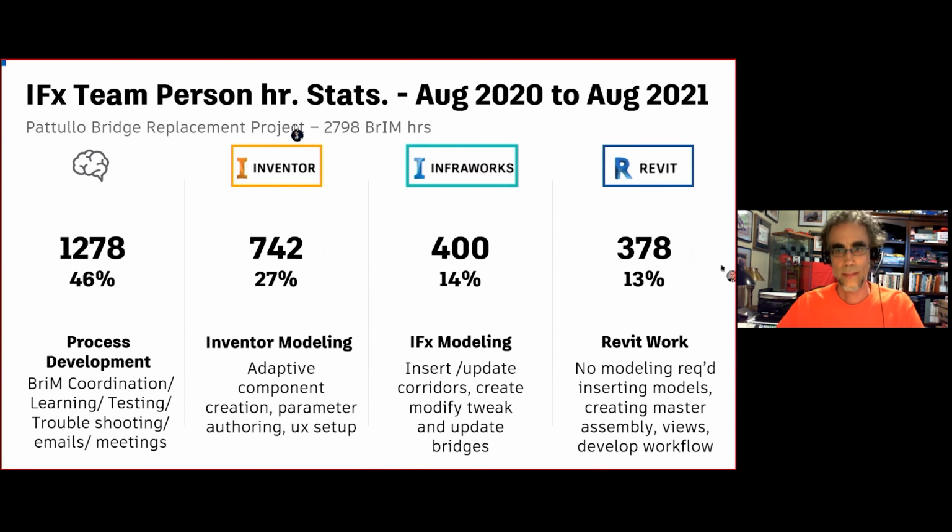In the BRIM team, that's me and Danny and a few other people, we've spent almost 3,000 hours learning this process, troubleshooting, testing it, and figuring out how this bridge workflow works in InfoWorks. We're using Inventor, InfoWorks, and Revit, and we spent roughly only 14% of our time in InfoWorks modeling. A lot of it was spent building parts in Inventor, and a little bit was spent putting the models into Revit.